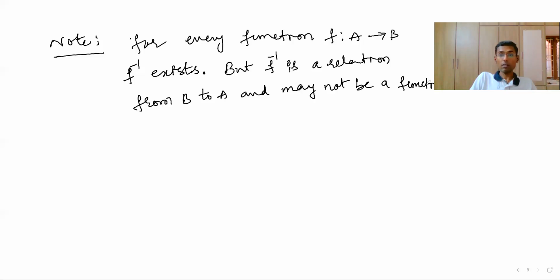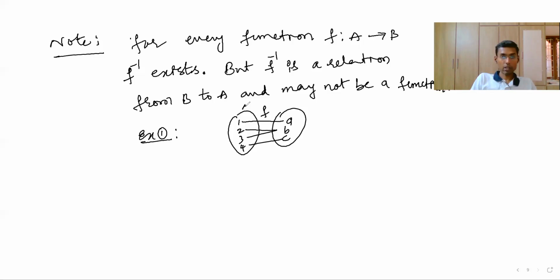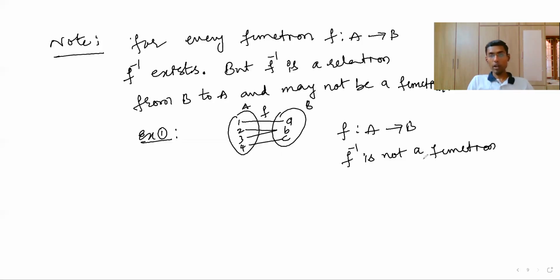You understand? For example, take 1, 2, 3, 4 and here A, B, C, like this. F is a function from A to B. This is f inverse, and f inverse is not a function. Why is it not a function? Because one element of B has two images. From B to A, it's not a function, it's only called a relation.